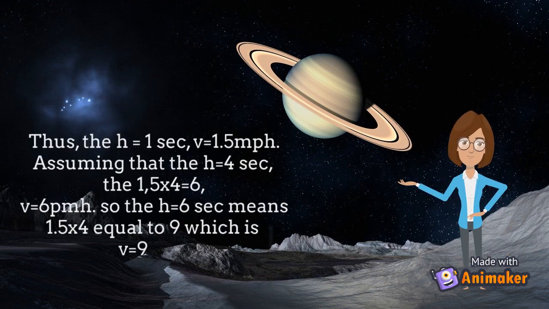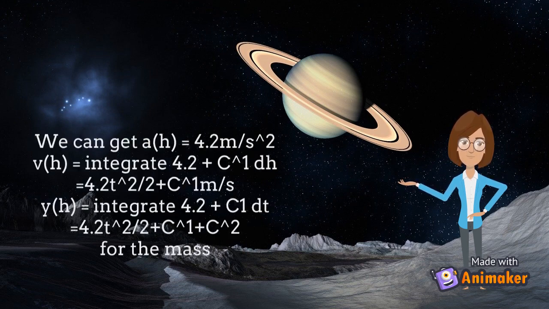As h equal to 1 second, v equal to 1.5 mph. Assume that h is 6 and v equal to 9 mph. We can get a of h equal to 4.2 m over s squared. v of h is the integral of 4.2 plus C1 dt, and y of h is the integral of 4.2 plus C1 dt, giving 4.2 t squared plus C1 plus C2 for the mass.